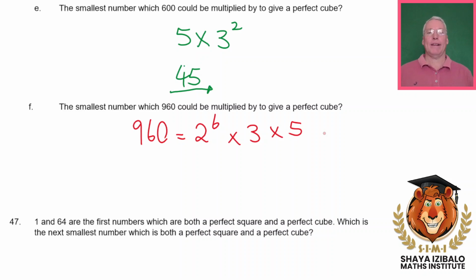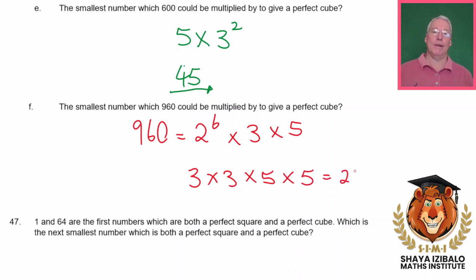The 6 2's, can we split 6 twos into 3 equal groups? Yes, we can. No problem. But we need 2 more 3s. And we need 2 more 5s. So we need 3 times 3 times 5 times 5. That's 9 times 25. It's actually 225. If we multiply 960 by 225, we will have a perfect cube.